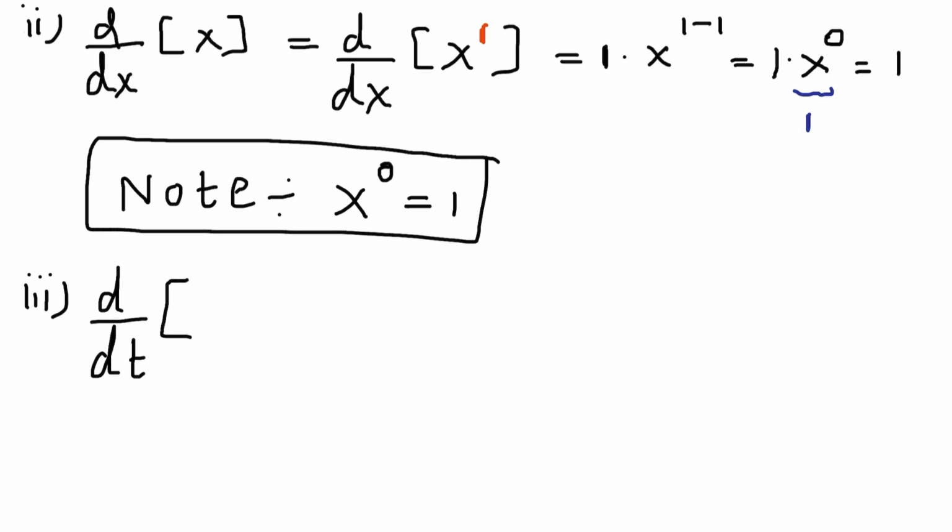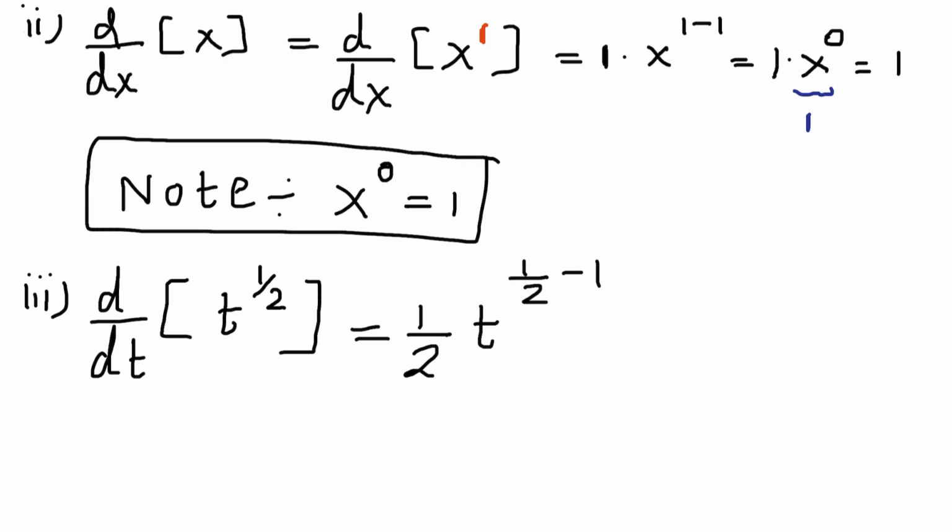For the third function, I have chosen t to the power 1/2 as my function. So my goal is to compute the derivative of t to the power 1 half with respect to t. Now in this case the power is 1 half. I can write down the derivative as 1 half times t to the power 1 half minus 1.